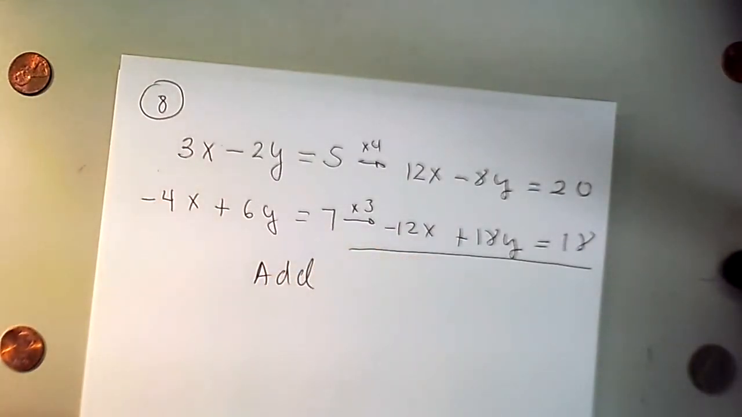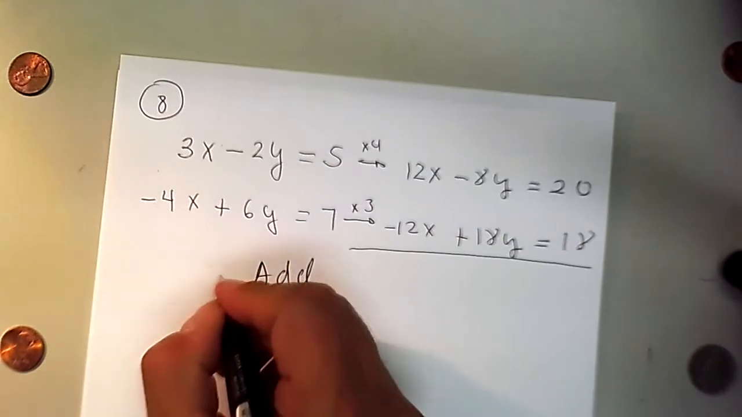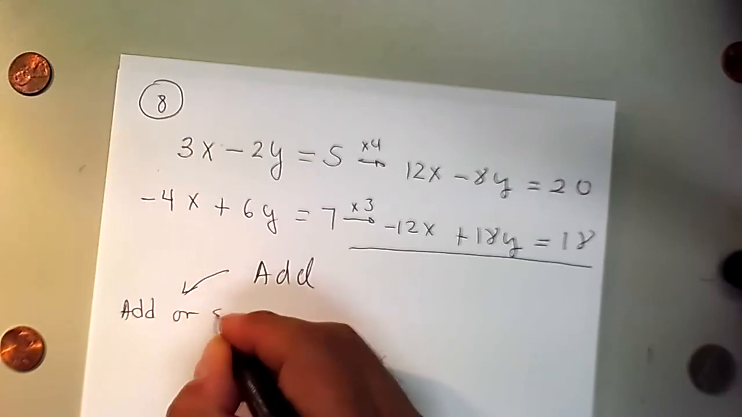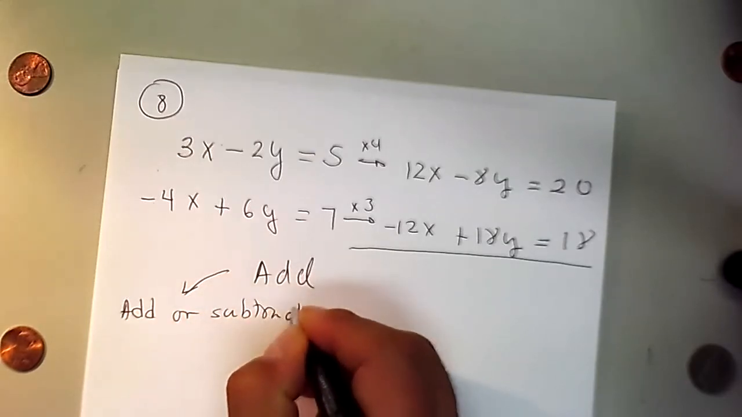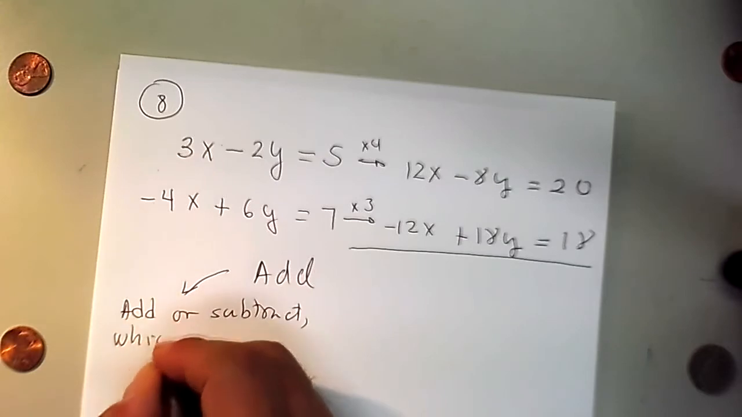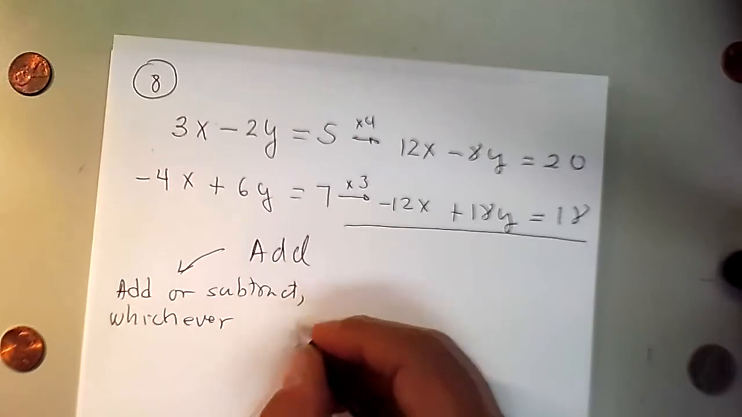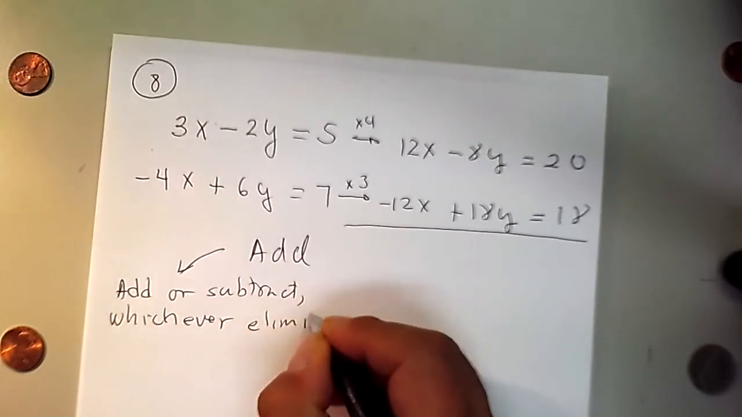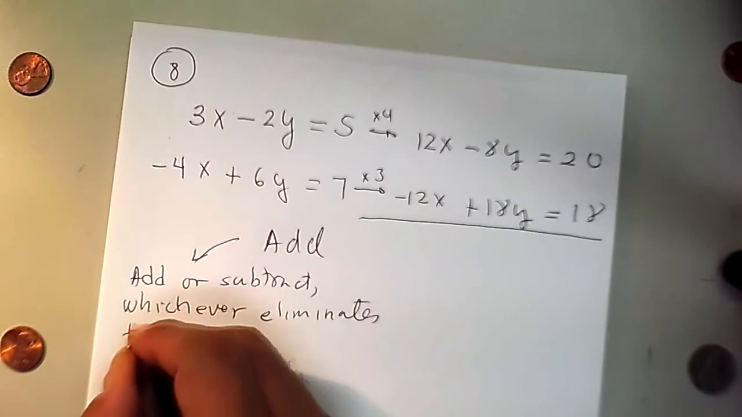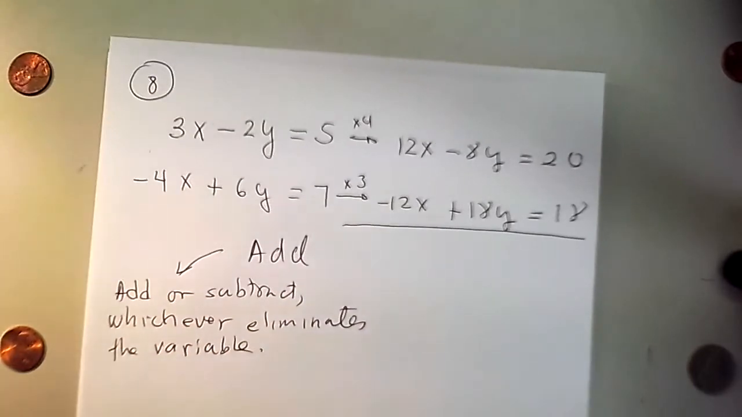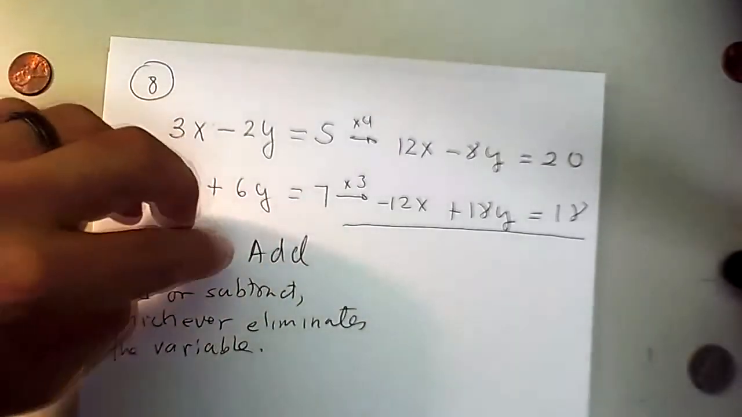And then you may be thinking, oh, how come we subtracted and we added here? Because we're going to add or subtract. So here's the rule. Add or subtract, whichever eliminates the variable or the variables. I'm not going to worry about that. I'm going to worry about that here.